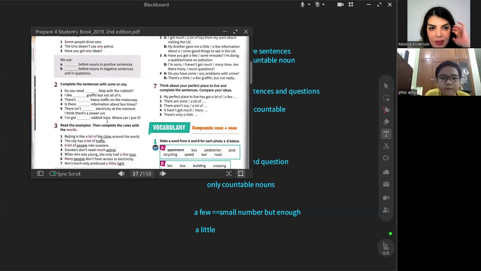And the next one, number four, is there any information about pasta? Yes, very good. And five, there isn't any electricity at the moment. And six, I think there's a power cut. Okay, I've got some rubbish here. Where can I put it? Okay. Well, and number three. So read the examples, then complete the rules with the words. Okay, number one, could you please read it?